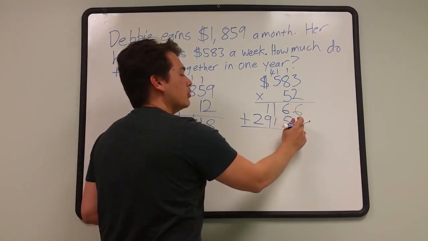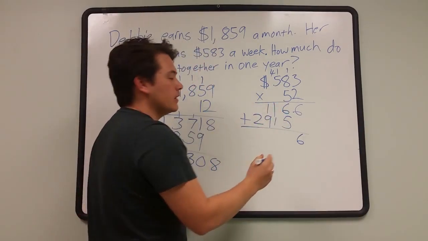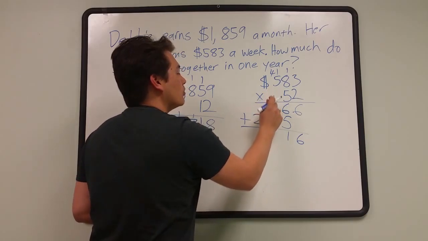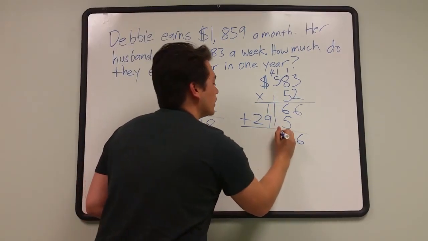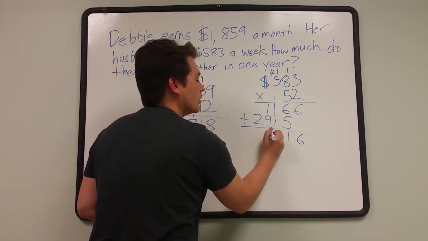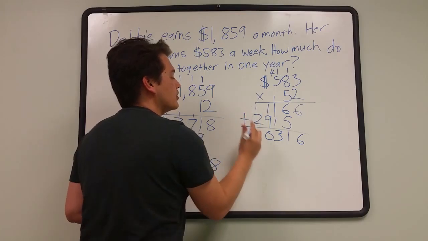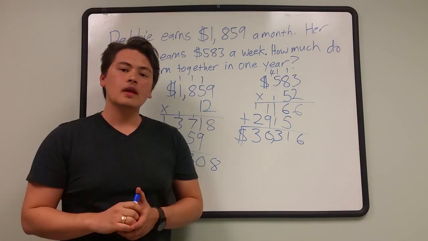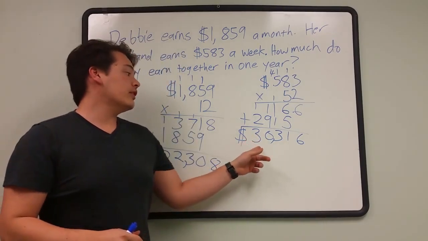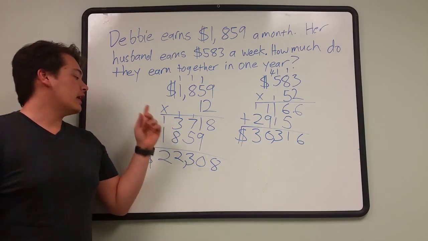So 6 plus nothing gives me 6. 6 plus 5 gives me 11. Bring down the 1, carry the 1. 1 plus 1 plus 1 is going to give me 3. 1 plus 9 is going to give me 10. Bring down the 0, carry the 1. 1 plus 2 gives me 3. So Debbie's husband in a full year makes $30,316.